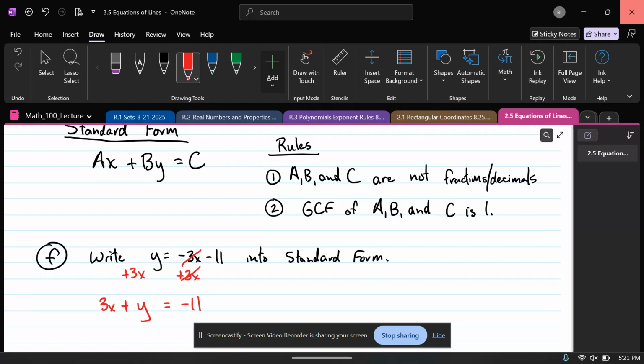Rule number 2, the greatest common factor of the number in front of x, the number in front of y, and the last number is 1. That means you can't divide everybody by the same thing other than 1. We got a 3, a 1, and 11. There's nothing that goes into 3 that goes into 11 other than 1. So that right there is in standard form. That took one step to get us from slope-intercept form into standard form.